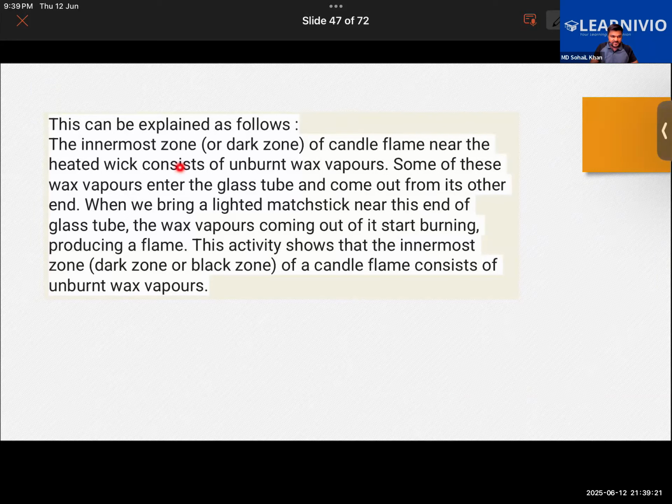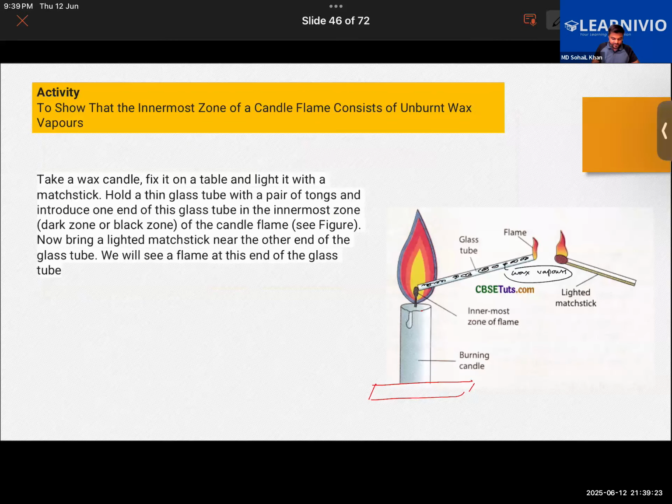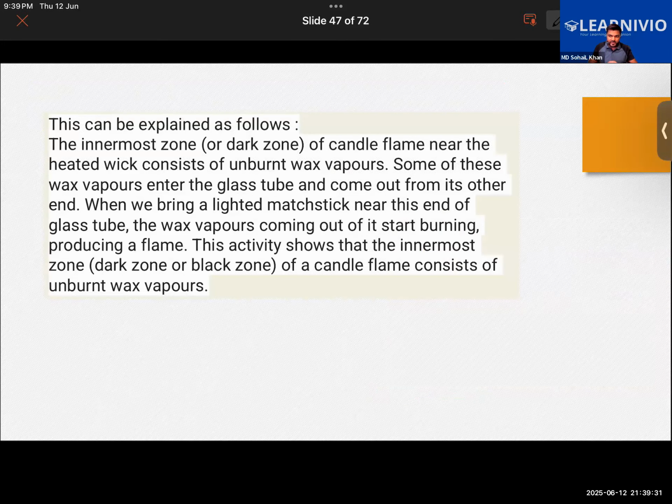Abu Bakr, please read the given paragraph. It's about the same activity, the explanation of why we were seeing the flame at the other end of the glass tube. I included the explanations in the PPT so that when you get the PPT, you'll be able to revise it yourself. So quickly read this.